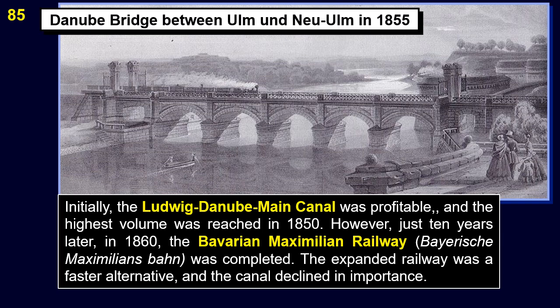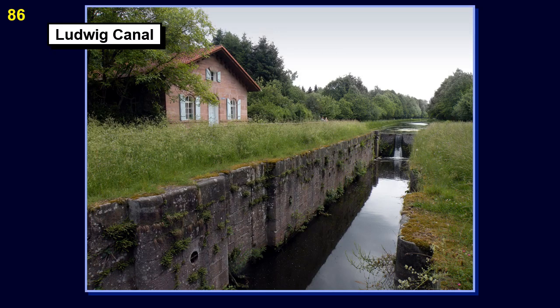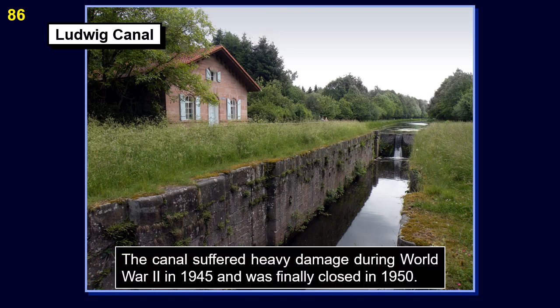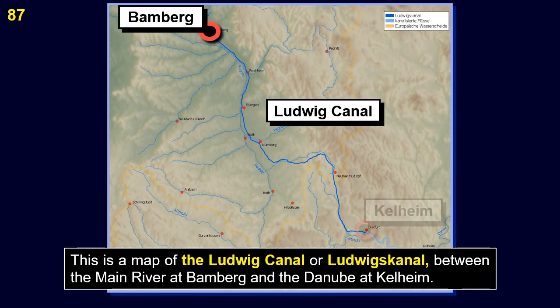At the beginning, the Ludwig-Danube-Main Canal was profitable, and the highest volume was reached in 1850. However, just 10 years later in 1860, the Bavarian Maximilian Railway, Bayerische Maximiliansbahn, was completed. The expanded railway was a faster alternative and the canal declined in importance. The canal suffered heavy damage during World War II in 1945, and was finally closed in 1950. This is a map of the Ludwig Canal between the Main River at Bamberg and the Danube at Kelheim.